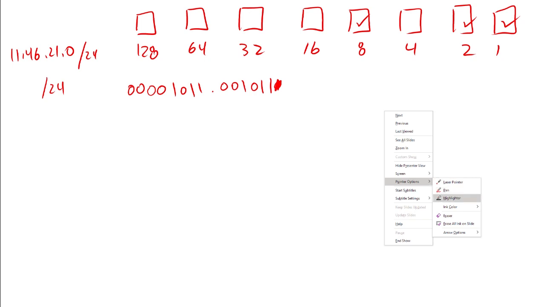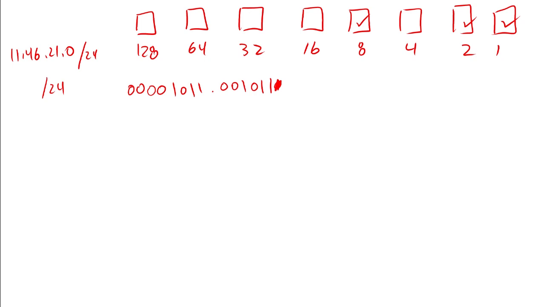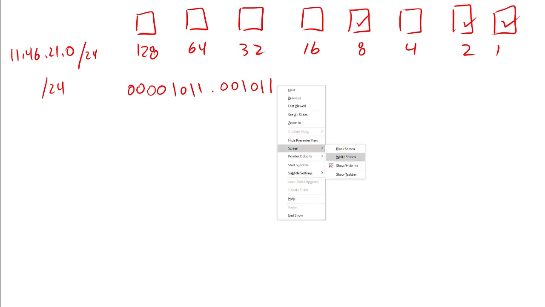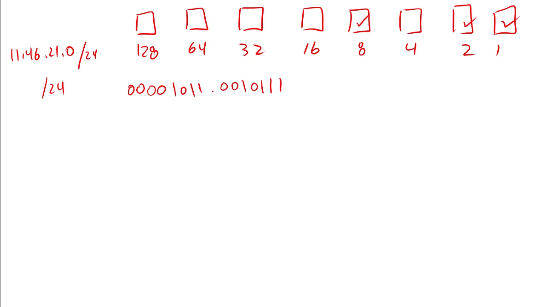That's why it's always good to have a diagram. 11.46.21.0, which is 16, so 0, 0, 0, 1, 0, 1, 0, 1 dot. And then you've got your subnet mask.